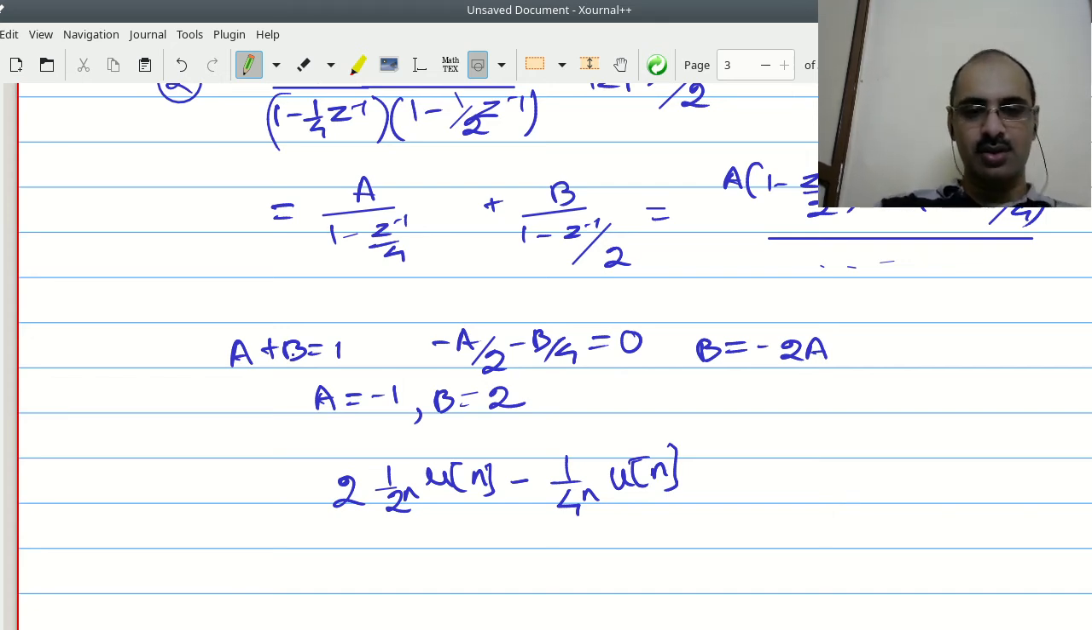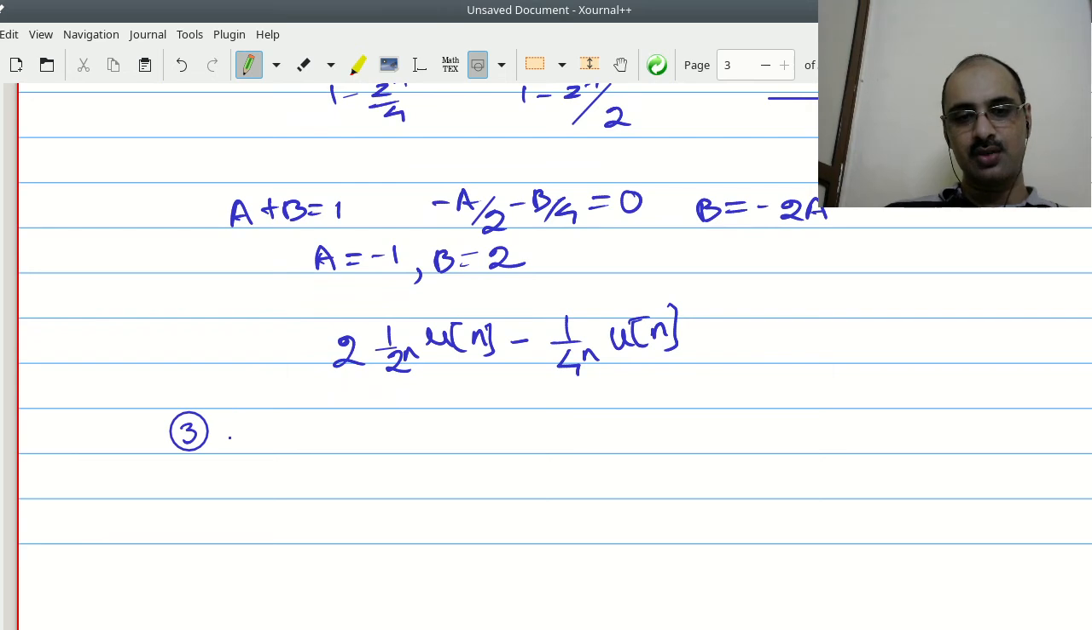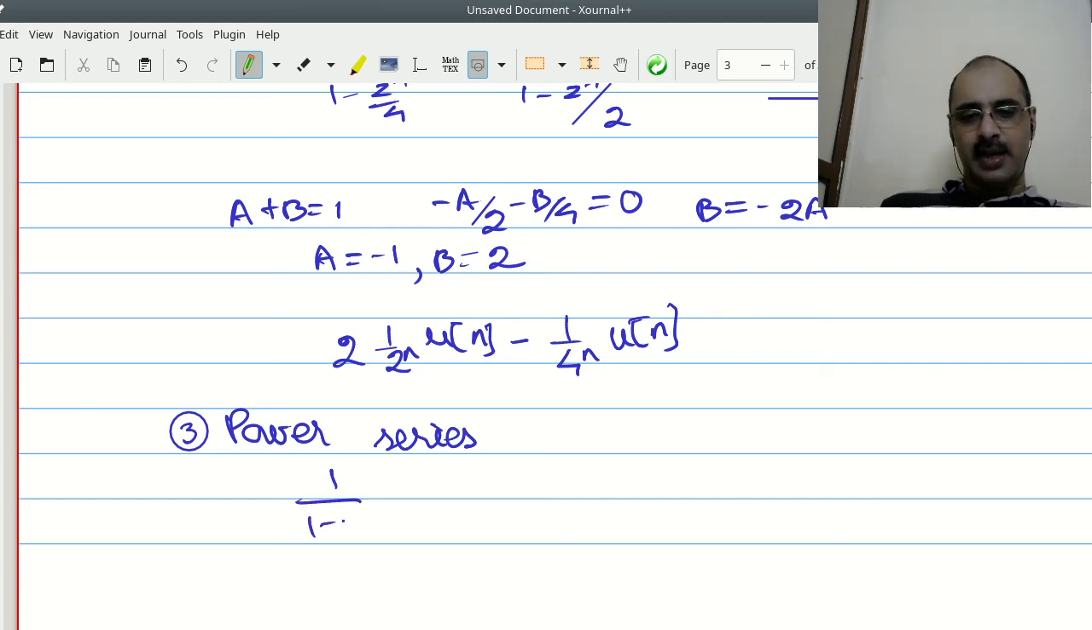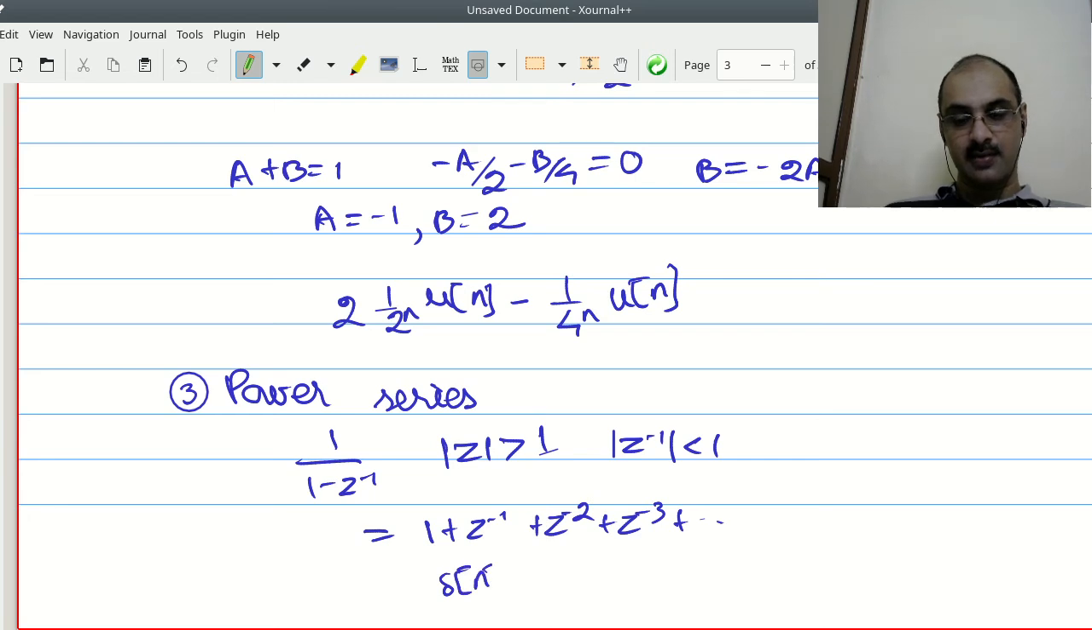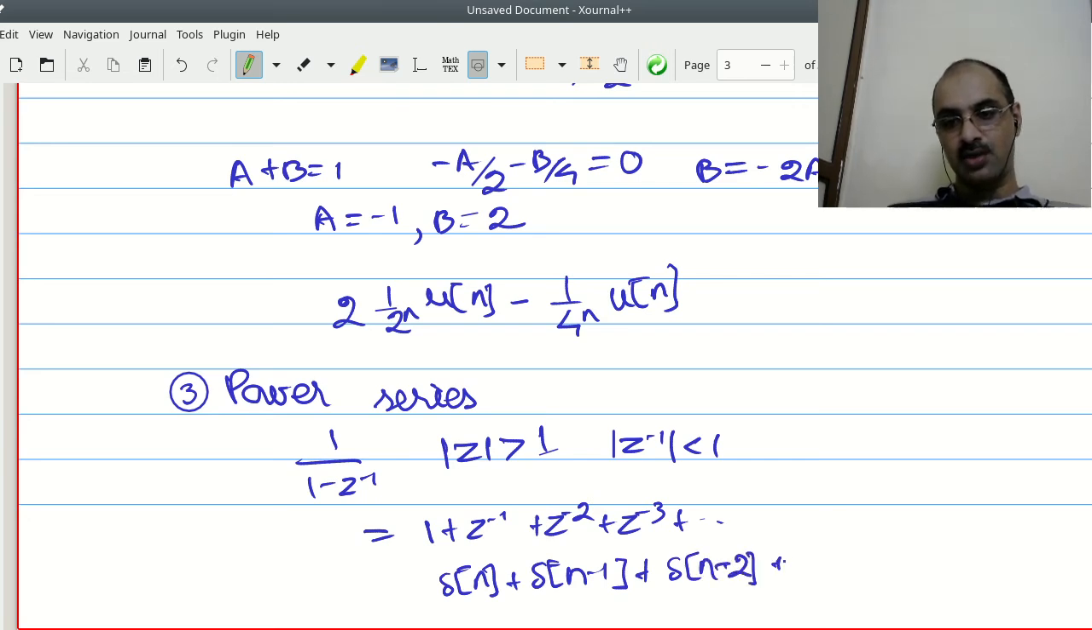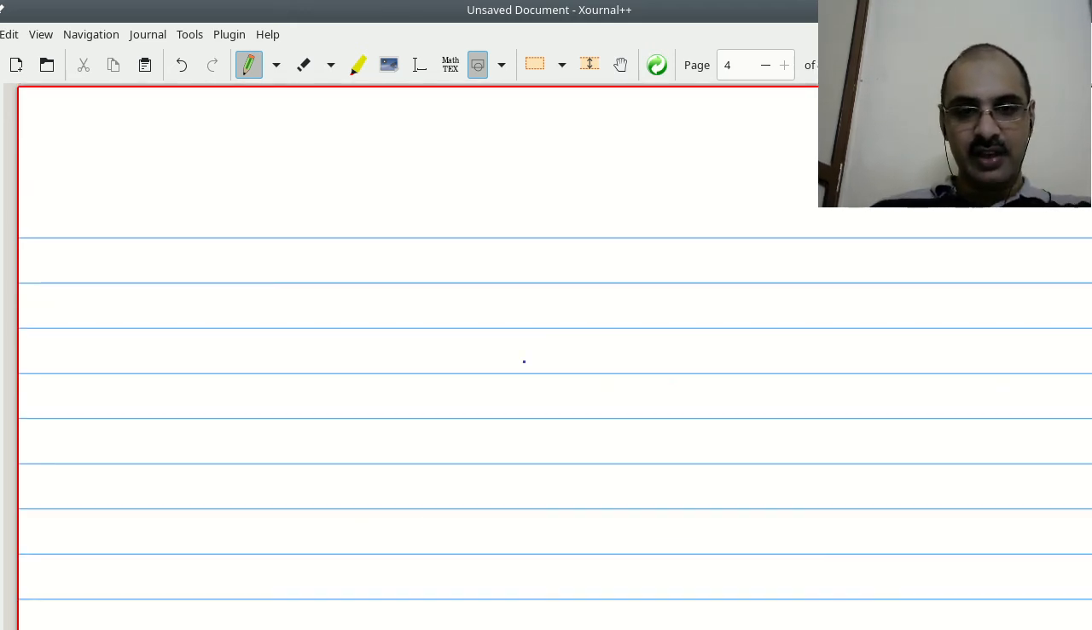And then, if you like the series related approaches, you can use the power series. For example, 1 by 1 minus Z inverse, mod Z greater than 1. Mod Z is greater than 1 means that mod Z inverse is less than 1, which means that we can expand this as 1 plus Z inverse plus Z power minus 2 plus Z power minus 3 and so on, which clearly gives me the sequence delta n plus delta n minus 1 plus delta n minus 2 and so on, which you can easily recognize is un, right? So this power series is actually a very simple way to do it.